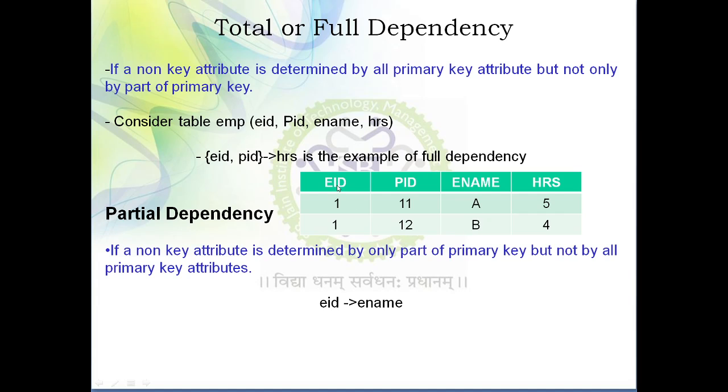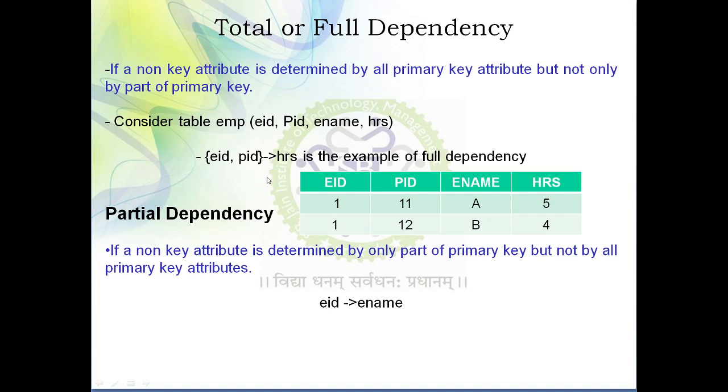So between employee ID and employee name, can I say there exists full dependency? The answer is no. When I use all the primary key attributes to find the value of one non-key attribute, then there exists full dependency. That means a combination of employee ID and project ID is used to find the value of number of hours.